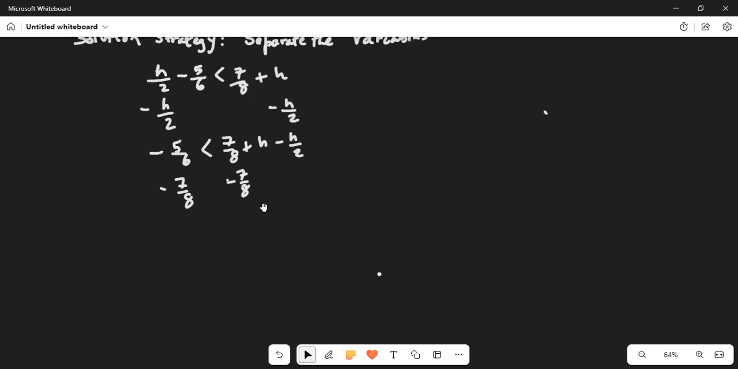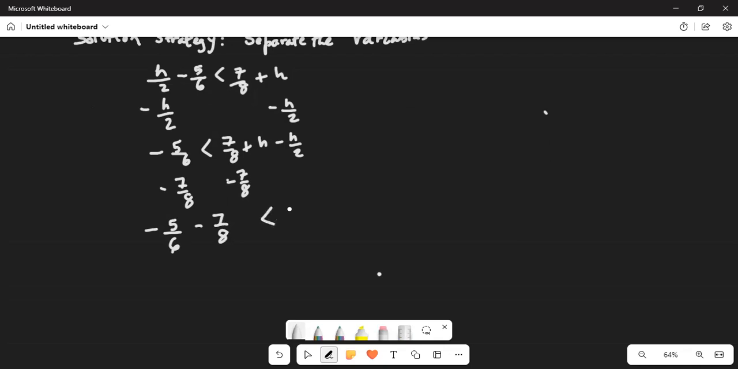Now I will do algebraic manipulation. So on the left-hand side of the inequality, I have minus 5 by 6 minus 7/8 less than h minus h by 2. H can be written as 2h over 2 because 2 cancels with 2, so make it h minus h over 2.